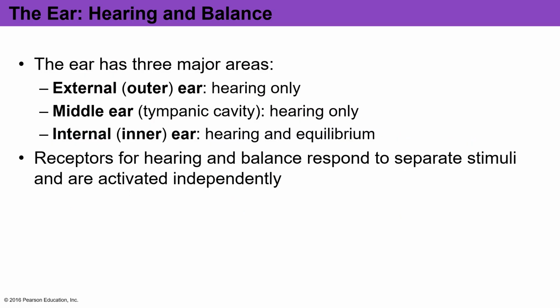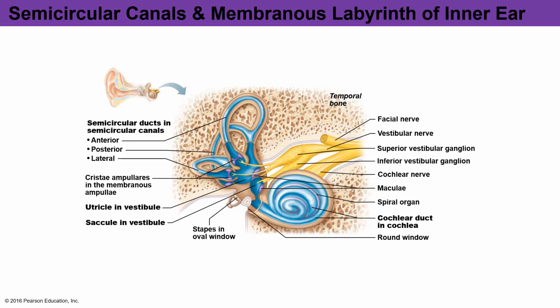Let's back it up and go through our ear anatomy and physiology again real quick here. So the ear has three major areas. External, or the outer ear, that's for hearing only. Middle ear, or that tympanic cavity. Tympanic, think eardrum. This is for hearing only. Internal ear is going to be for hearing and equilibrium. Receptors for hearing and balance respond to separate stimuli and are activated independently.